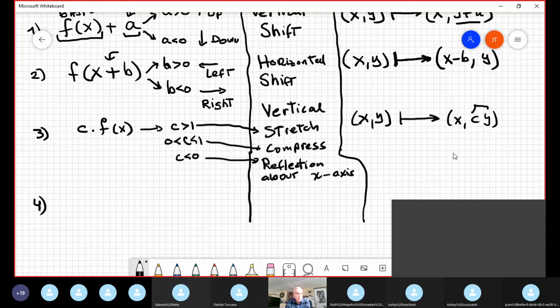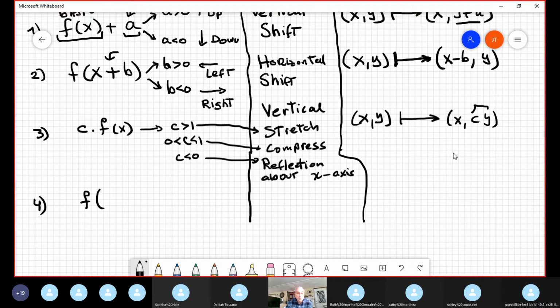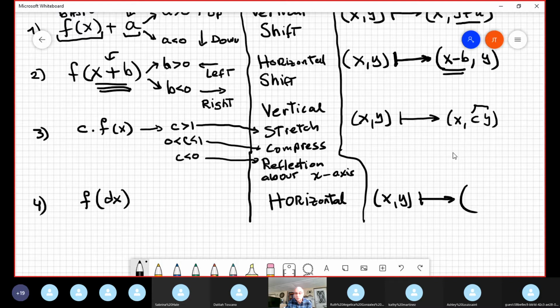Now the last transformation is when you multiply, but inside the parentheses. Inside the parentheses, I know because we studied before, when it's inside the parentheses, look here, it's the opposite operation. Basically, it's horizontal something. I don't know exactly what's going on, but it's horizontal because you affect the x component, and the y component, no. So the transformation affects only the x component. Look, this is x comma y, my original function, and you transform it like that.